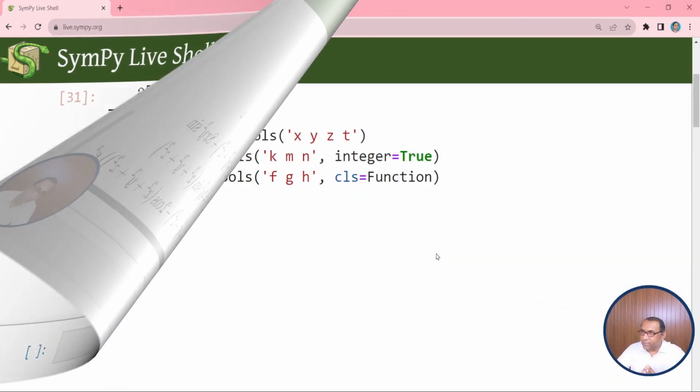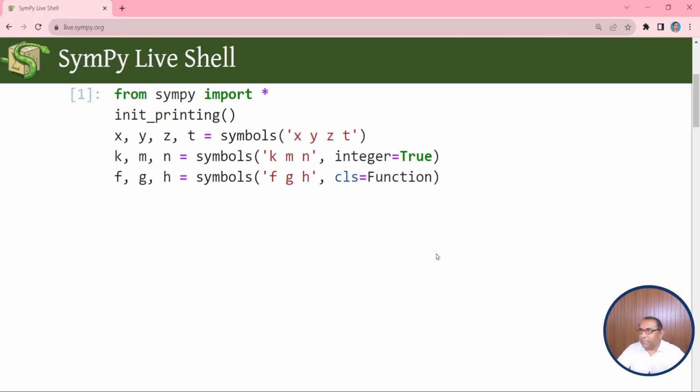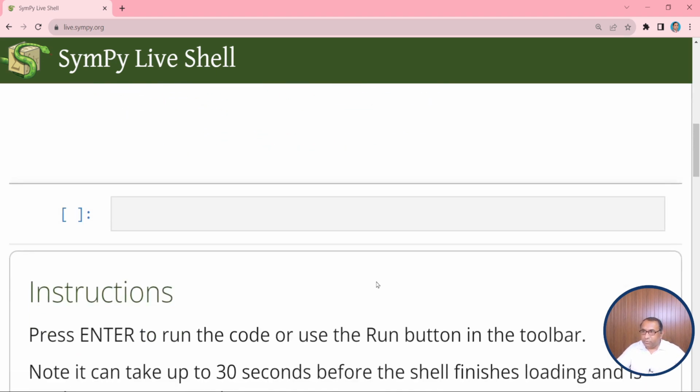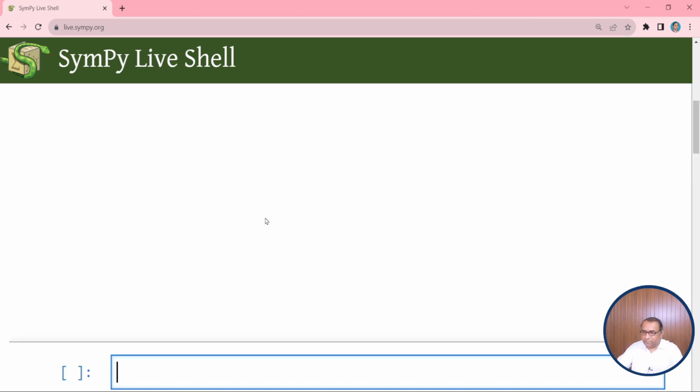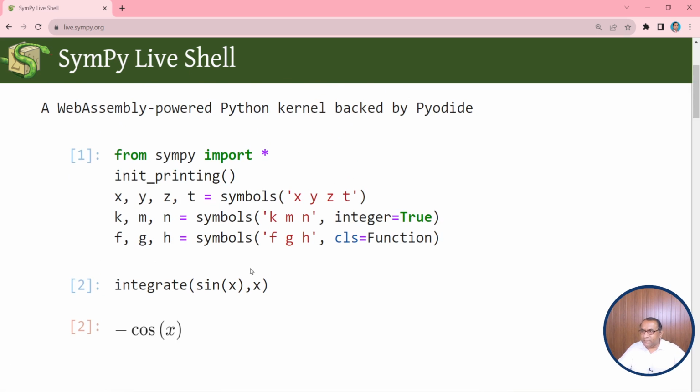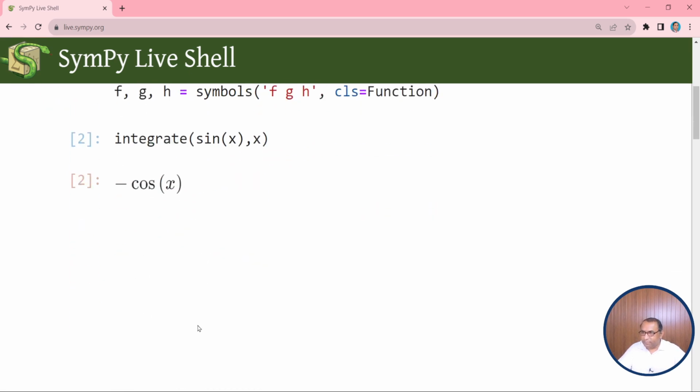and also this will support you when you use it in Python. Now we will use this SymPy live shell for integration. To integrate any function, there is an inbuilt function in Python, integrate. This function will integrate the function. I am choosing a very simple example, sine x, and we want to integrate this sine function with respect to x. Then enter. So you can see the integration of sine x is minus cosine x.